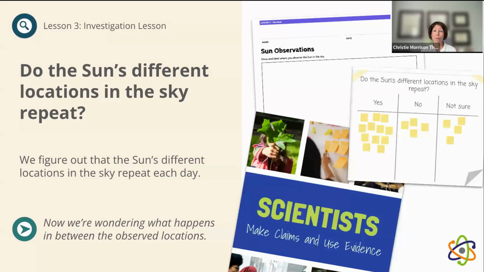So we decide to use a book about how scientists make claims and use evidence to support them. And we find out that scientists use lots of evidence to support their claims. So we decide to gather more evidence by making additional observations of the sun's location in the sky on an afternoon. This evidence will help us better decide if the sun's different locations in the sky repeat.